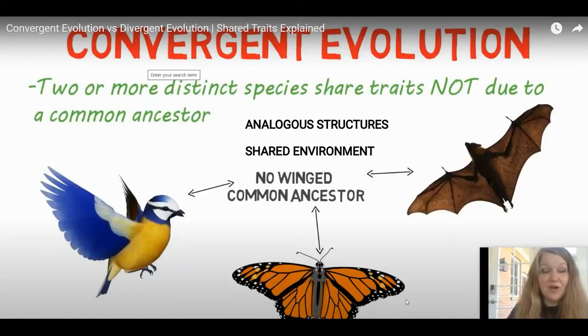So, analogous structures are indicative of the same environment, a shared habitat. And convergent evolution doesn't involve a common ancestor, it involves a shared environment. Convergent evolution, analogous structures, shared environment. Okay, there's no common ancestor. These organisms are all evolving because of that shared living environment, that shared habitat.